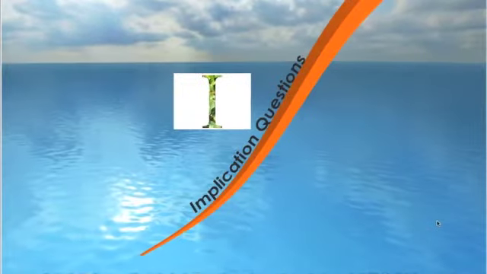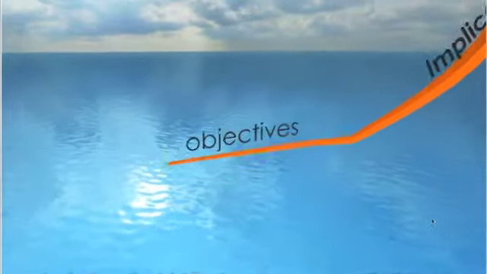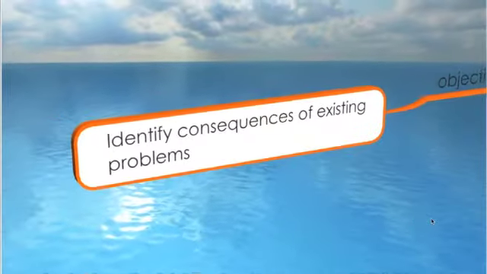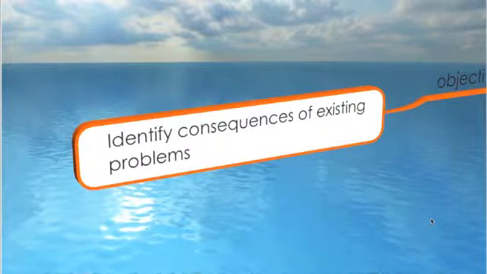Next, after identifying and uncovering problems, the seller now wants to magnify those problems. And how he does that is by linking them or extending them to their consequences. So their objective is to identify consequences of existing problems.